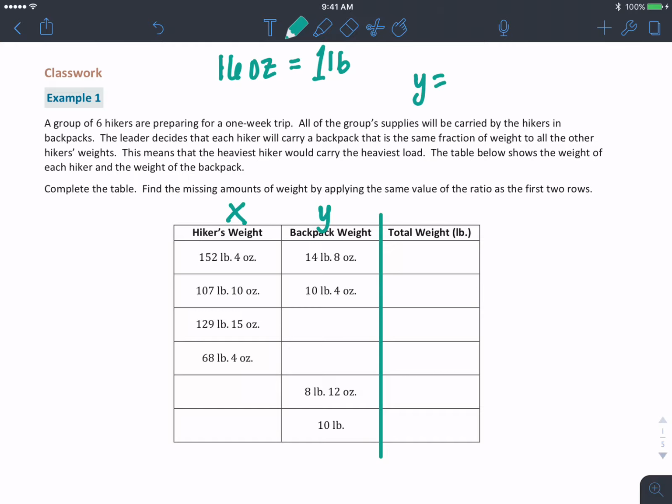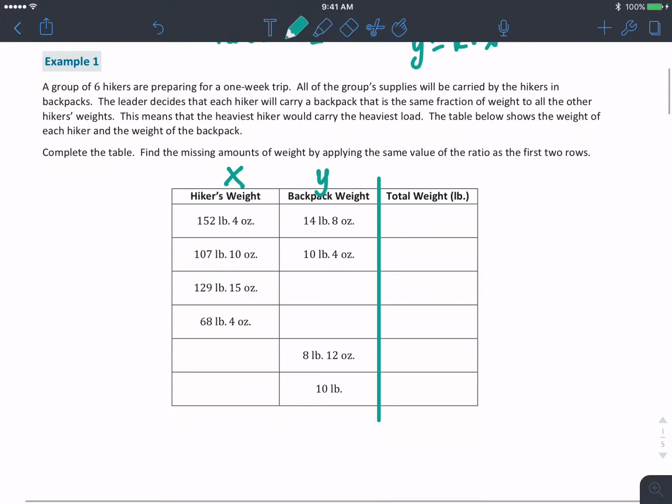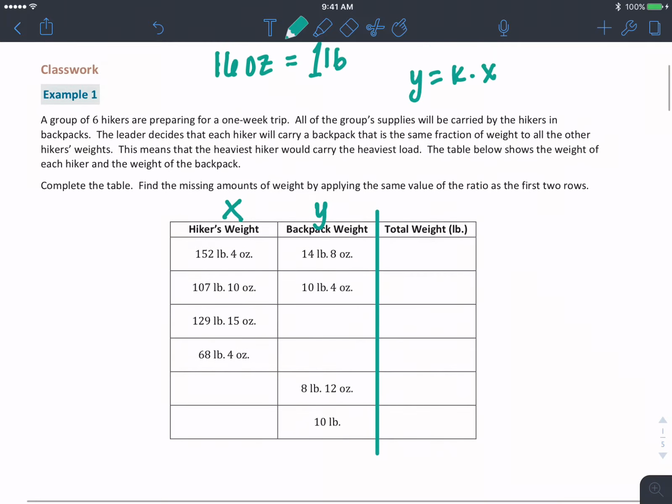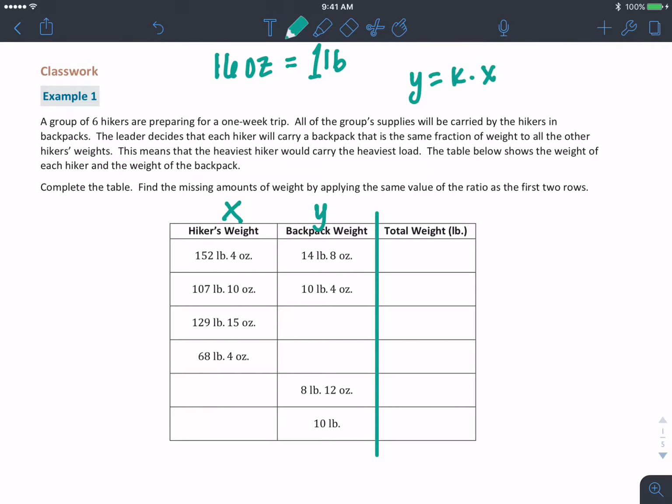So remember that y is equal to k times x. So in your head you should say, okay, we need to find our k value. But before we can do anything, we need to convert all of these weights into fractions, which will give us the whole value in pounds. I'm just going to do the first one. I would say 152 and 4 over 16, because for fractions you have a part and a whole. So the part is 4 and the whole is 16. That's how I would convert that into a fraction.